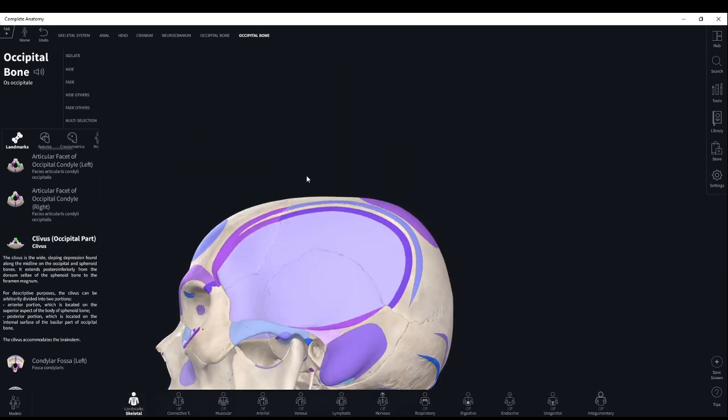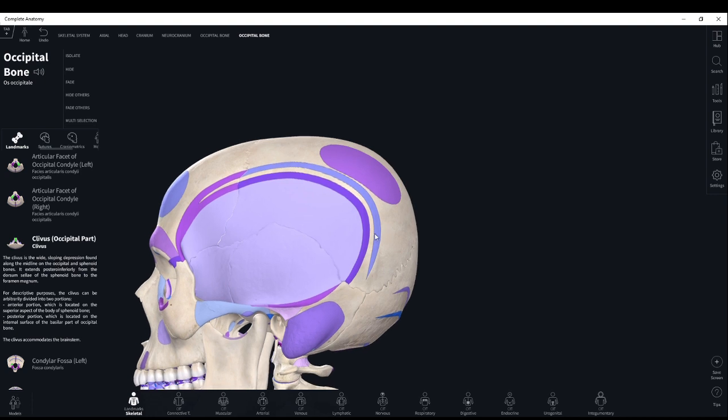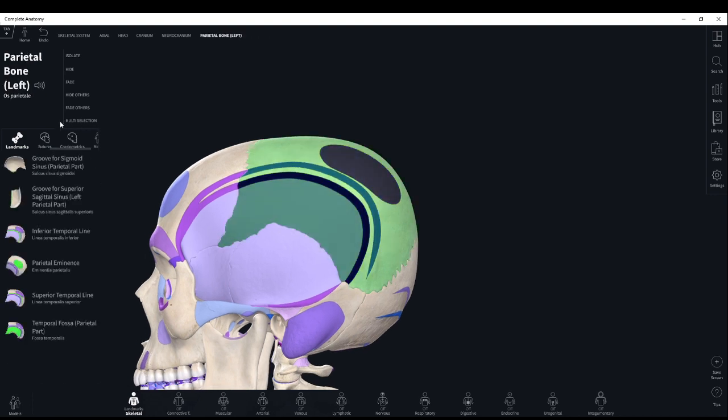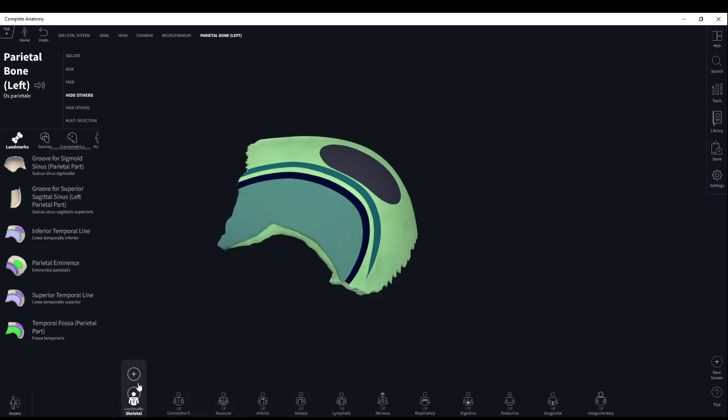The next bone of this group is the parietal bone, the favorite bone of the students, because this bone has only 4 angles, 4 borders, and 2 surfaces. Okay, go forward.